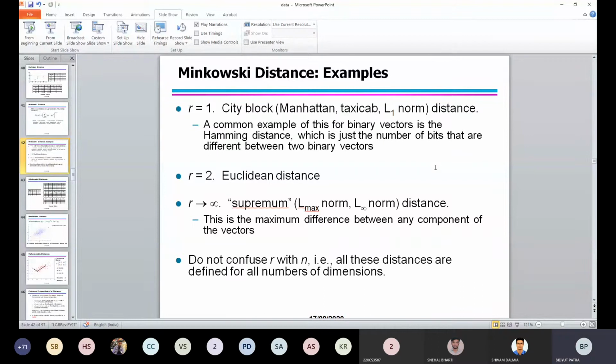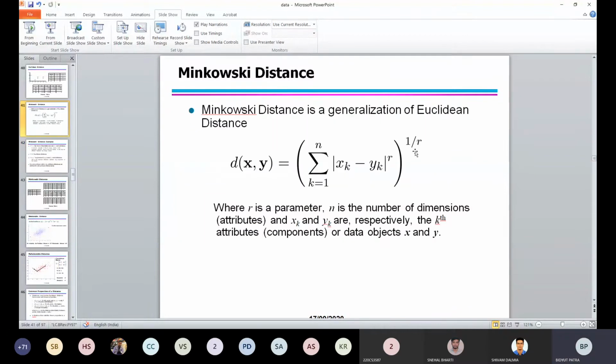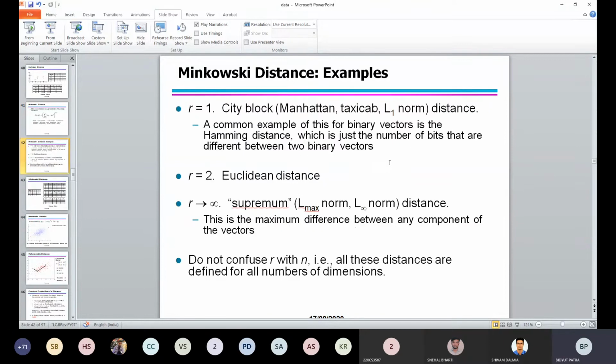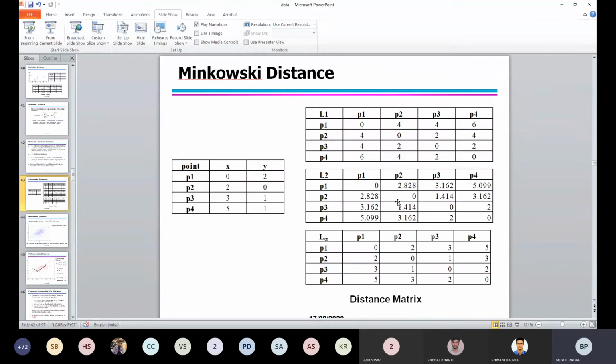So yeah, what is r? Please note that r is not the dimension. So r is appearing here. If r is 1, this is something called the L1 norm or taxicab or Manhattan distance. If r is 2, that is something called Euclidean distance. And if r is infinity, we say it is the L infinity norm. Now we will see an example with the same 4 points, what will be the values for r equal to 1, 2. Obviously r equal to 1 is very easy, r equal to 2 we know, and r equal to infinity may be new to you.